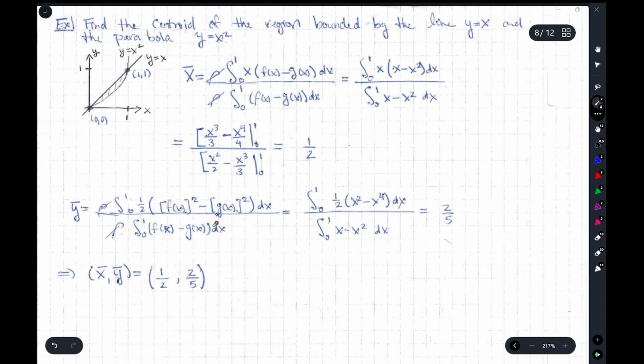Then plugging the functions into these equations, we'll get 2/5. And so our center of mass is (1/2, 2/5).